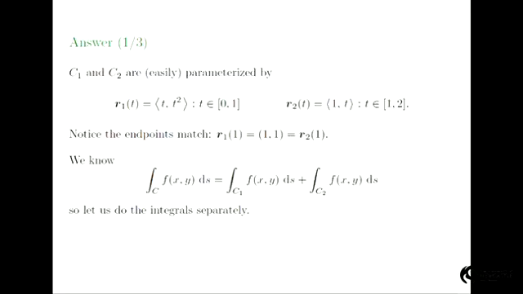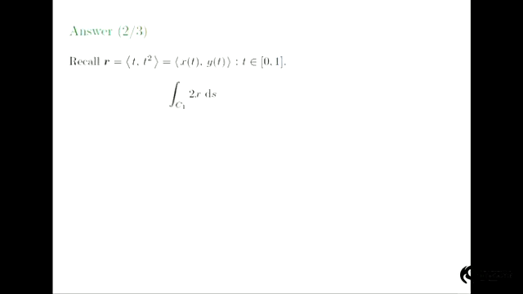Okay, now we know that I can take this integral and break it up into two pieces, right, where I can deal with the C1 and C2 individually. So let us do so. Okay, here's the C1 integral. So recall that our parameterization of C1 was t, t squared. So what happens when I evaluate this function f at R? What is this saying? This is saying, well, x gets t, and y gets t squared. So what does this become?